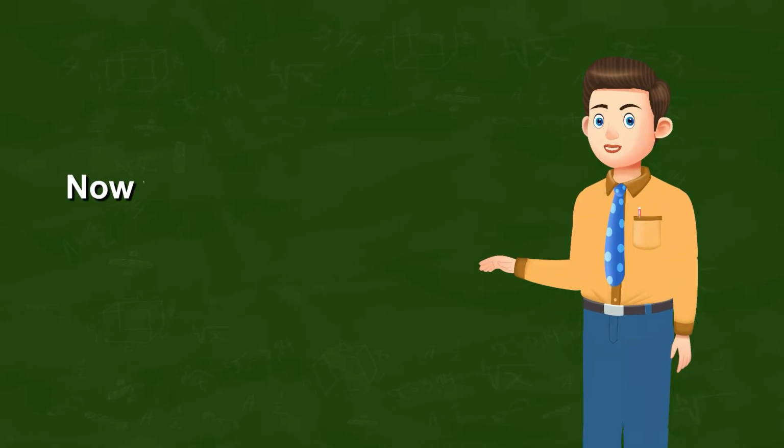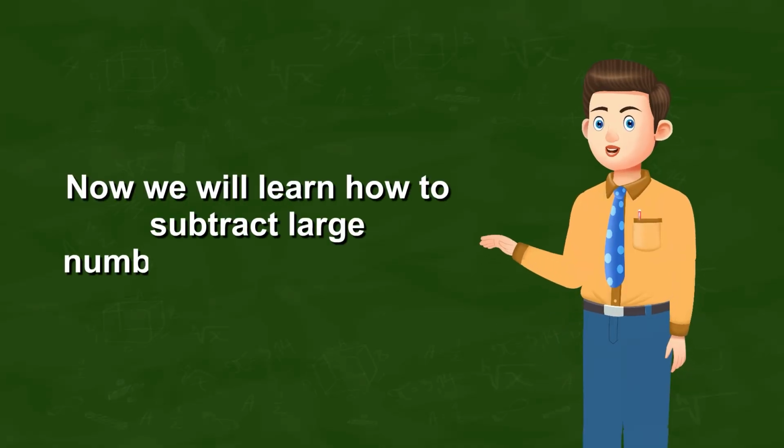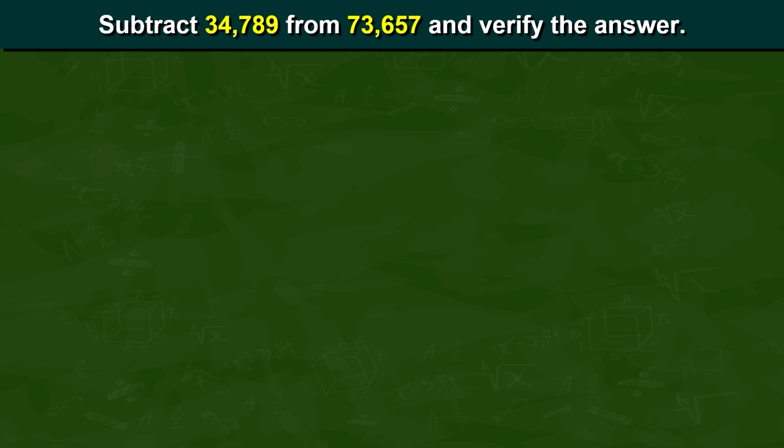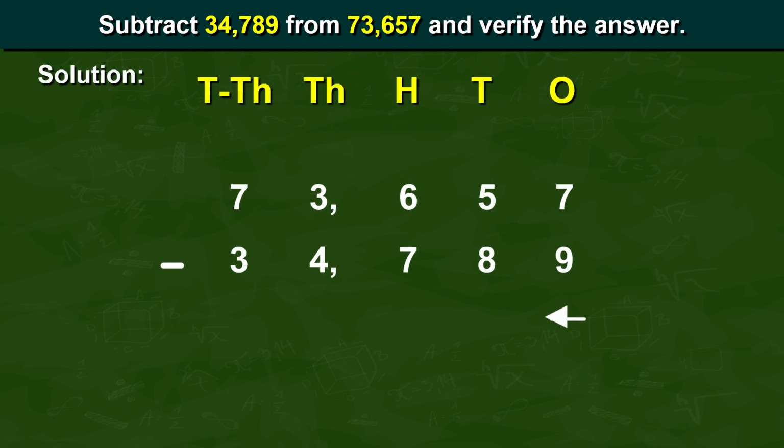Hello children, now we will learn how to subtract large numbers with borrowing by an example. Let's begin. Example. Subtract 34,789 from 73,657 and verify the answer. Solution. Steps. Step 1. Arrange the given numbers in column form. Step 2. Subtract ones. But 9 ones cannot be subtracted from 7 ones. We borrow 1 ten from 5. Now we have 4 tens and 17 ones.